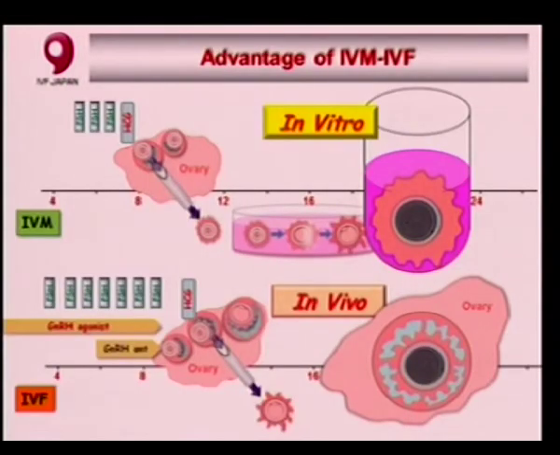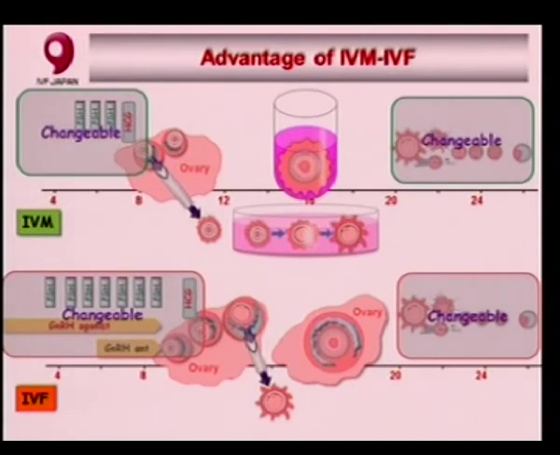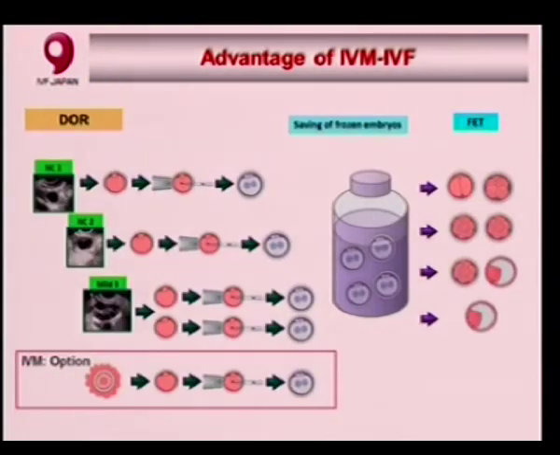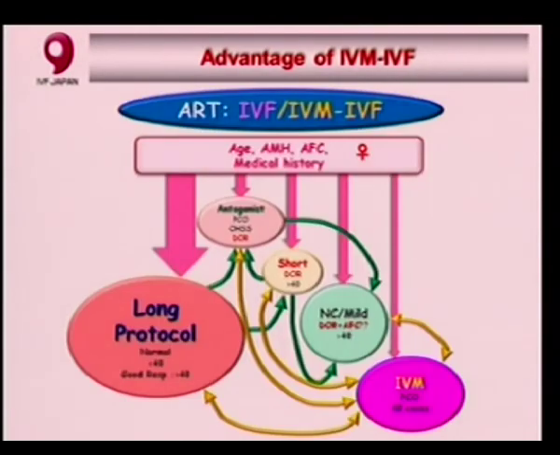So, the advantages of IVM. For IVM or IVF, this part is the same, changeable. But this process is unchangeable for IVF, but changeable for IVM. So we can utilize this part for the benefit of IVM. We use IVM for the patient to save some embryos by freezing and then transfer at once. So with the IVM protocol, whenever we fail, we can move to IVM. Of course, for PCOS patients, we will apply IVM first.